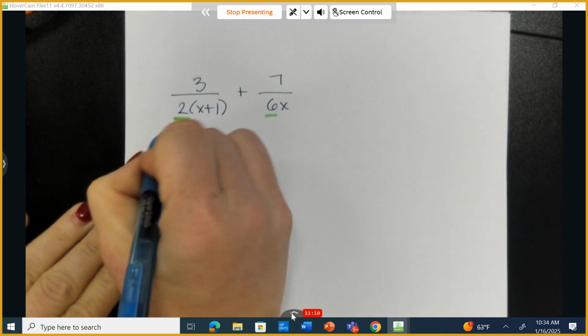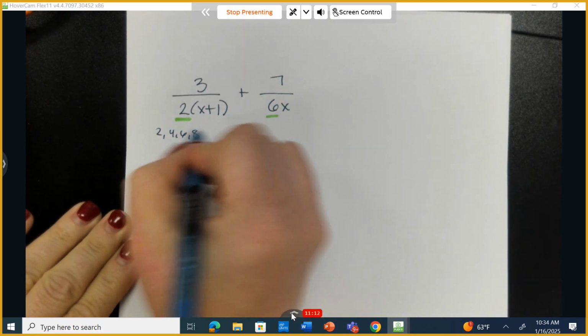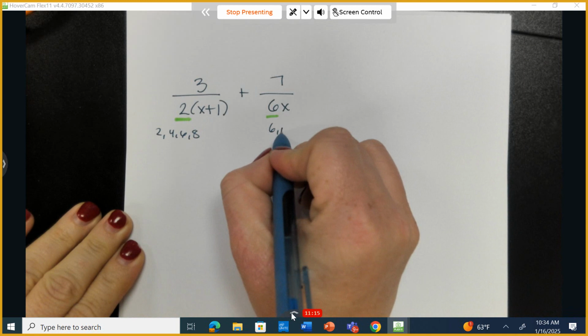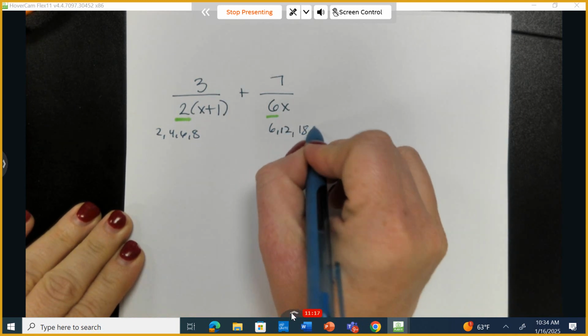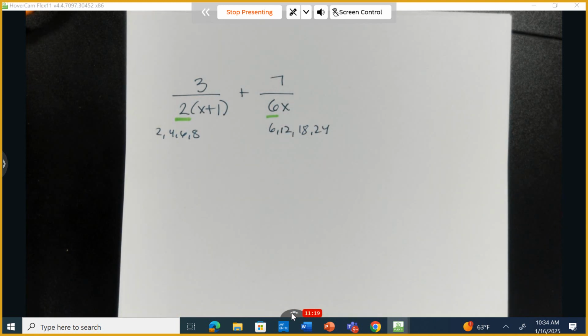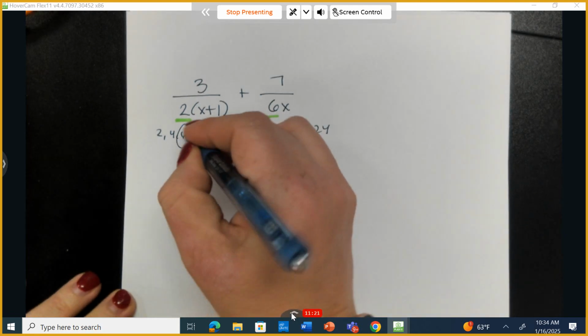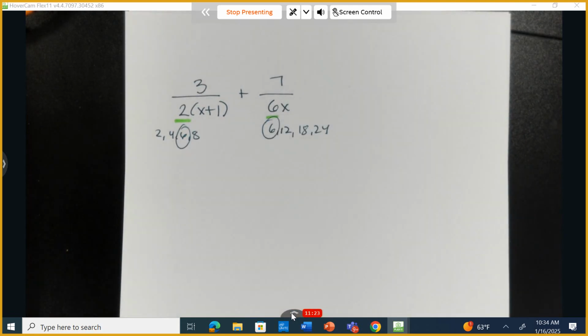Now, I'm going to do this: 2, 4, 6, 8. I'm doing multiples of 2 and then multiples of 6. So 6 plus 6 plus 6, right? What's the smallest number that occurs in both lists? So I want them both to turn into a 6, but I can only do that by multiplying.